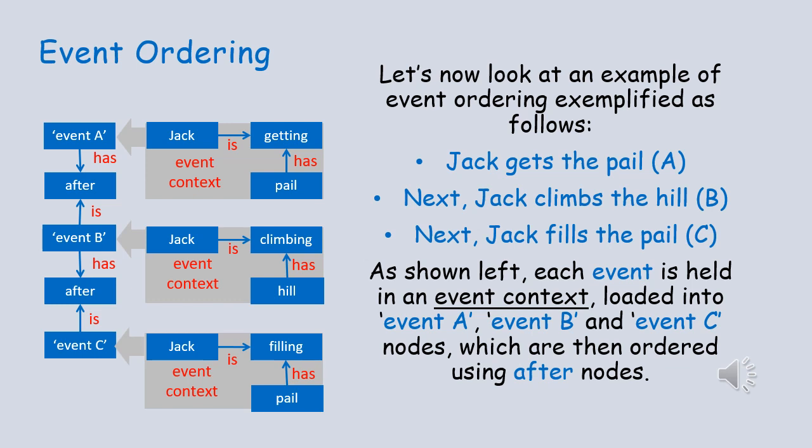Let's now look at an example of event ordering exemplified as follows. Jack gets the pail, A. Next, Jack climbs the hill, B. Next, Jack fills the pail, C. As shown left, each event is held in an event context, loaded into event A, event B, and event C nodes, which are then ordered using after nodes.